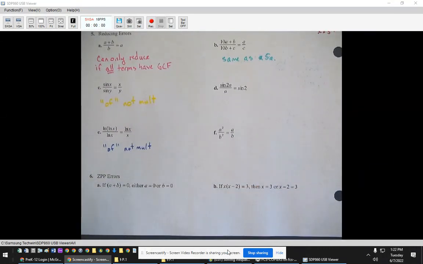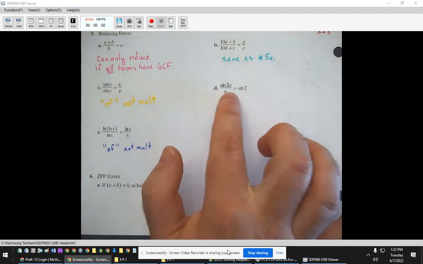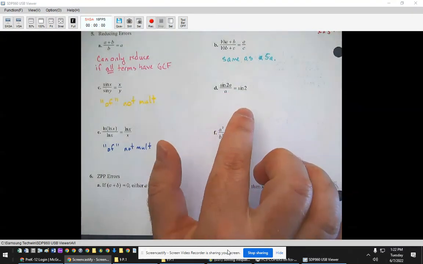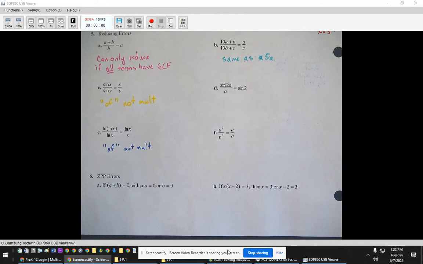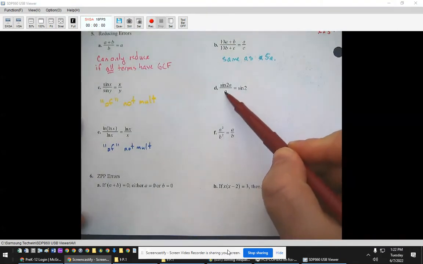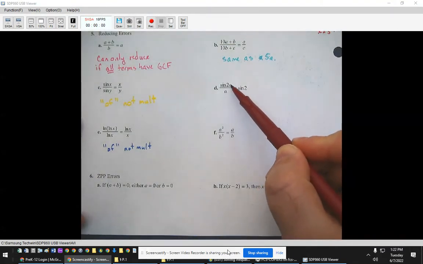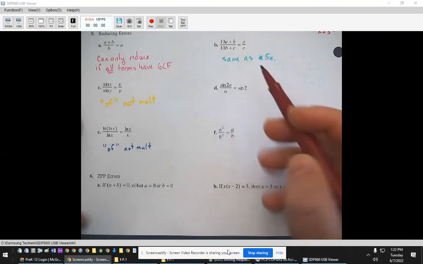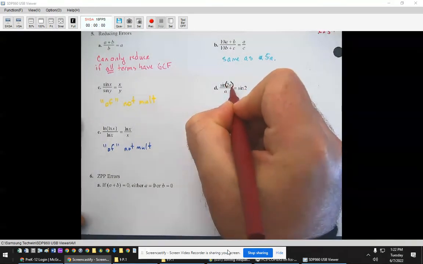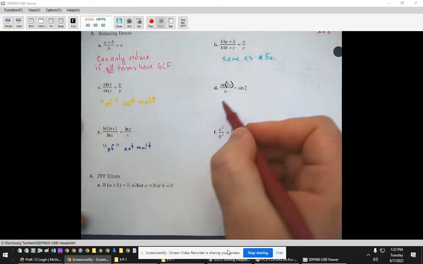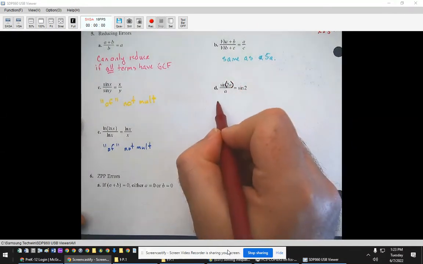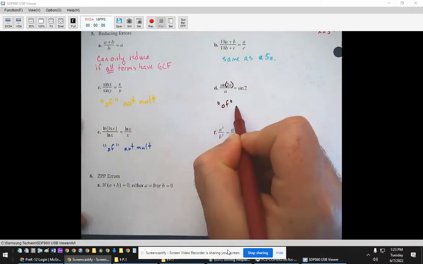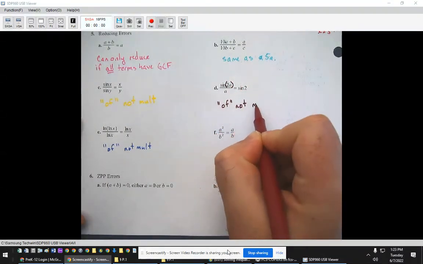Multiplication does. Look in here. It's starting to sound like a broken record, but it's the same idea. I can't kill this. I can't cancel an A from both of these because that's not even really an A. That A is trapped inside of the sine. So this is sine of 2A together, so I can't just kill that out. So again, this is "of," not mult.